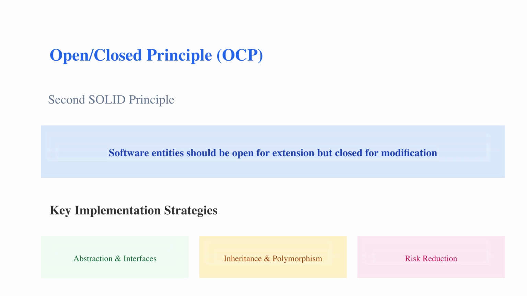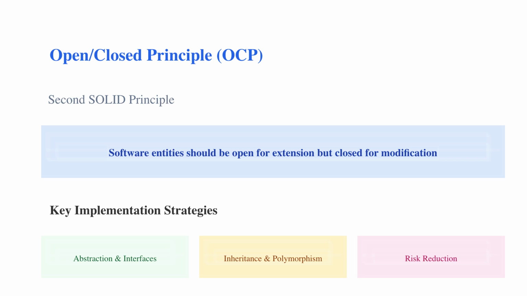Building on our understanding of the Single Responsibility Principle, let's now explore the second SOLID principle, the Open/Closed Principle, or OCP. This principle is fundamental to creating flexible and maintainable software systems. The Open/Closed Principle states that software entities, whether classes, modules, or functions, should be open for extension but closed for modification. This means we should be able to add new functionality without changing existing working code.